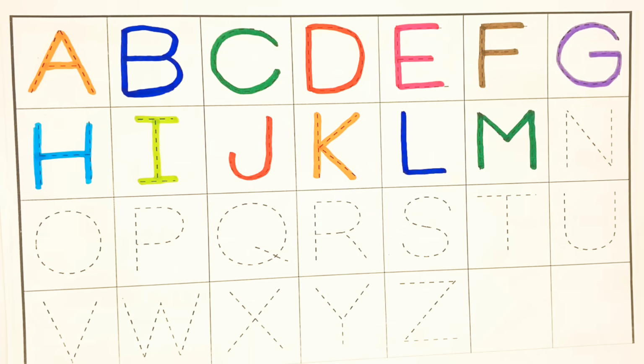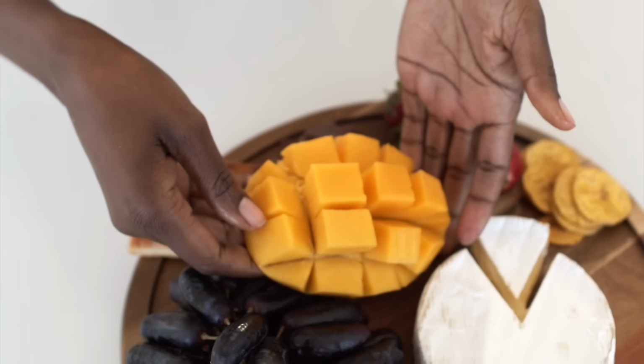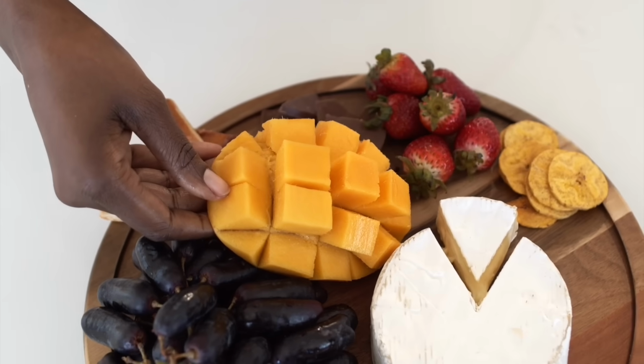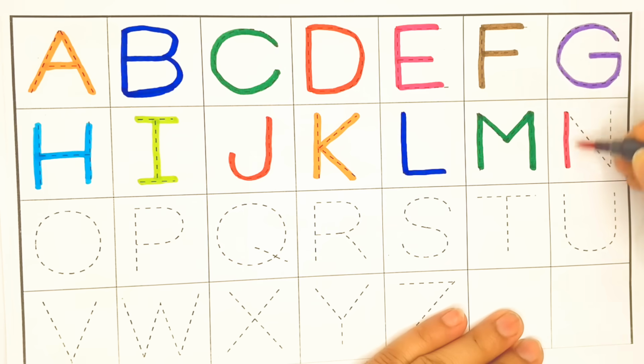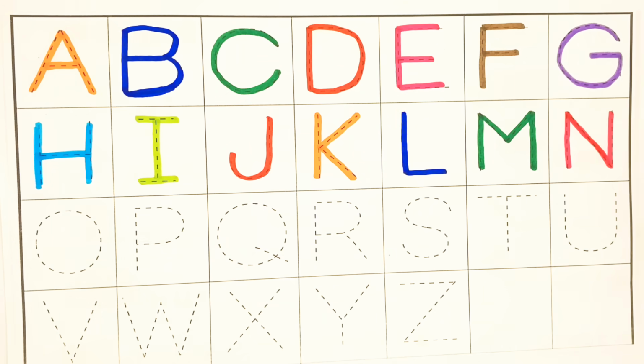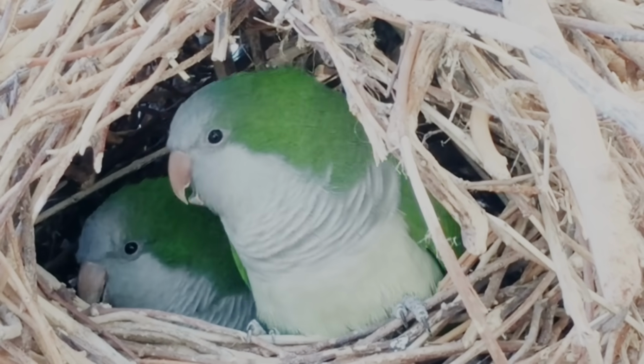Capital M. M for mango. Mango is a tasty fruit. Capital N. N for nest. Birds live in a nest.